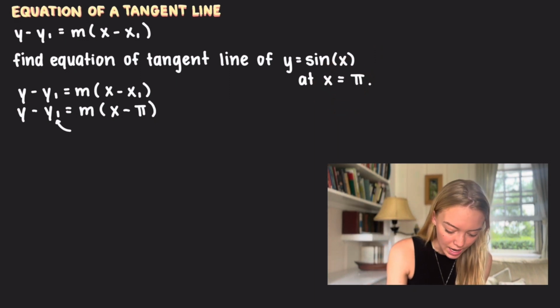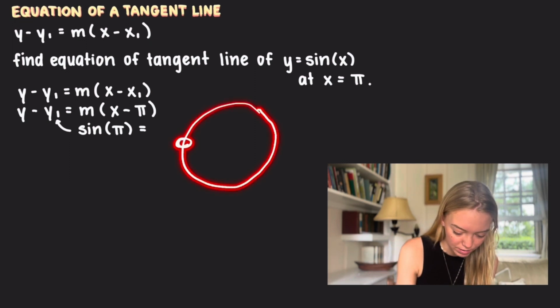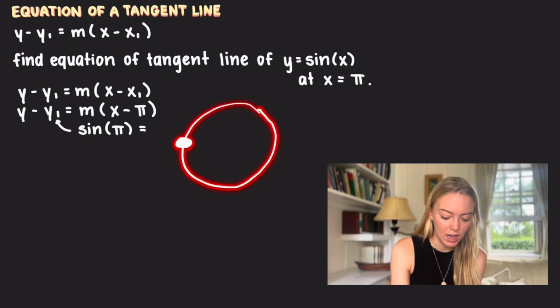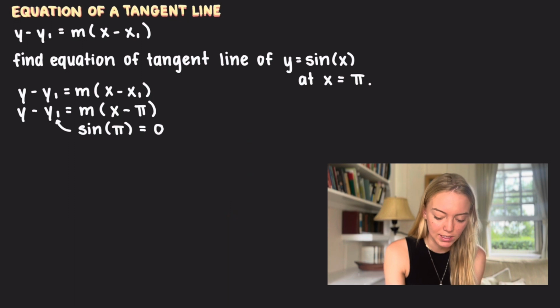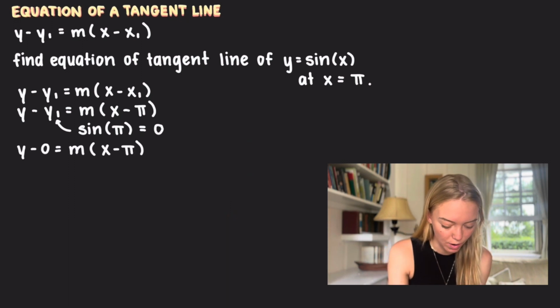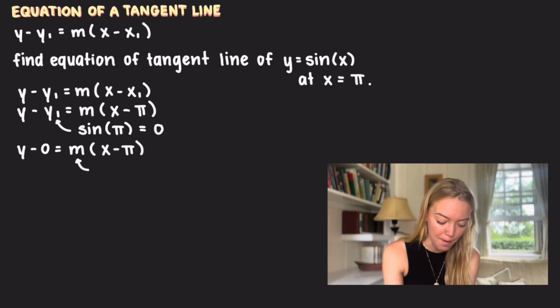So sine of pi, well, let's think. If this is our unit circle, pi is right here, and sine is how far up and down it goes on this line, which is 0. So sine of pi is equal to 0. All right, y minus 0 is equal to m times x minus pi is what we have so far. All we need now is to solve for m.